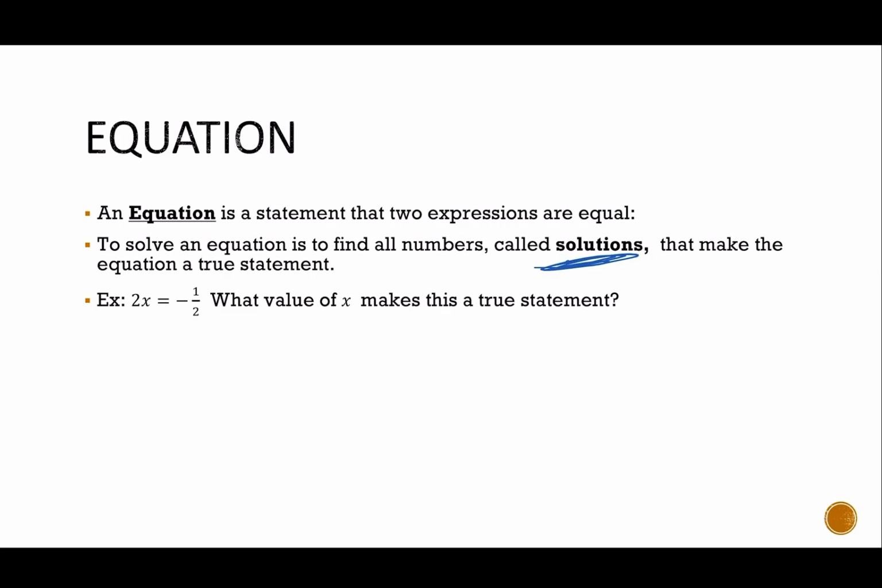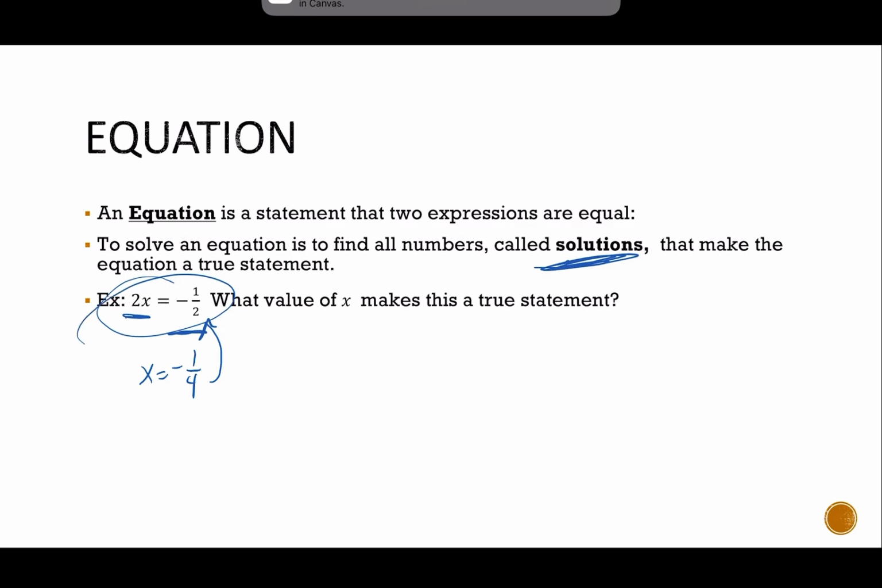equation a true statement. So for example, if I had 2x equals negative 1/2, what value of x makes this a true statement? Well, if I have 2 of something and I get a negative 1/2, I'm thinking in my head, okay, it's negative 1/4. Because if I have 2 negative 1/4, like if we were cooking with negatives, that would get me to negative 1/2. But we need some tools if this wasn't, say, so easy to visualize an answer.